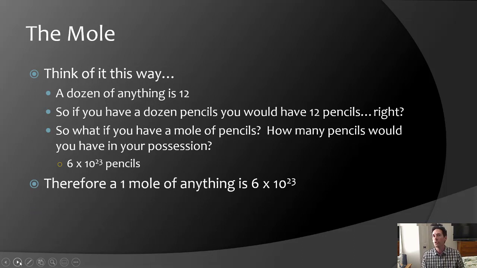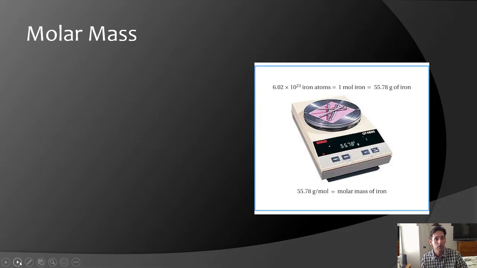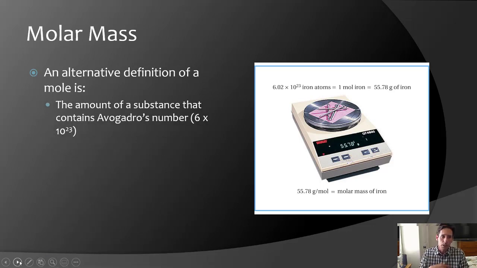So what are we going to do with this number? What are we going to use it for? Well, we're going to use it by what is referred to as the molar mass. This is what allows us to count without counting. So you're going to probably want to have a periodic table out in front of you in order to make this easier, or you can just follow along with the presentation here, okay? So what we're going to be looking at is an alternative definition. The alternative definition of a mole is the amount of substance that contains Avogadro's number, 6 times 10 to the 23rd.